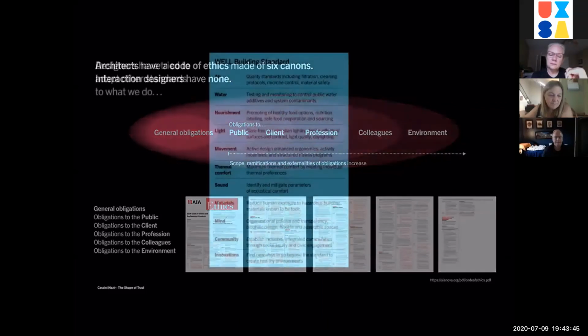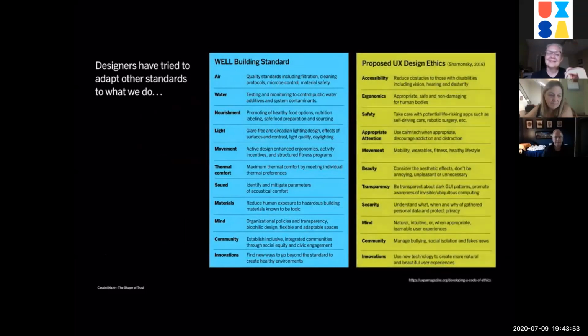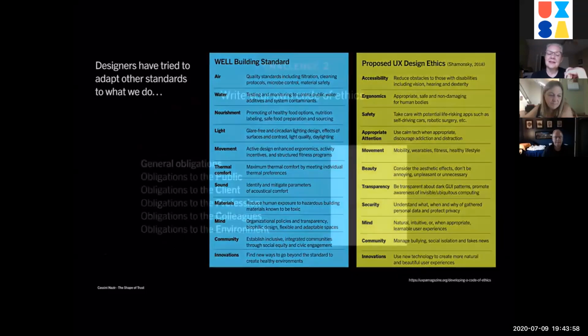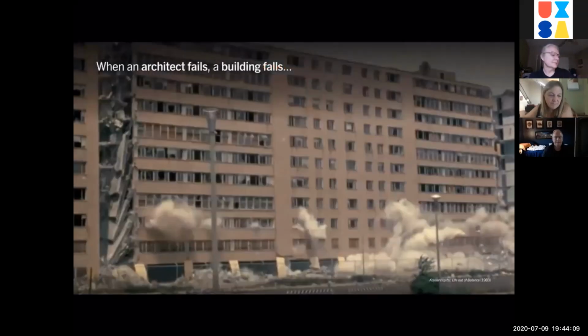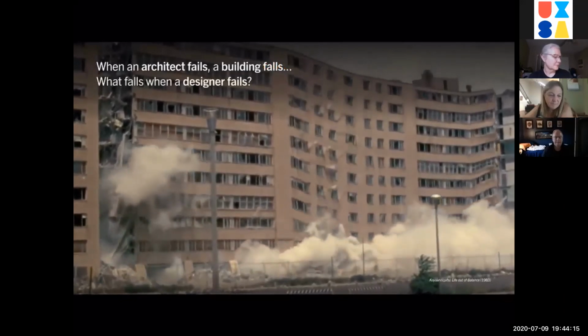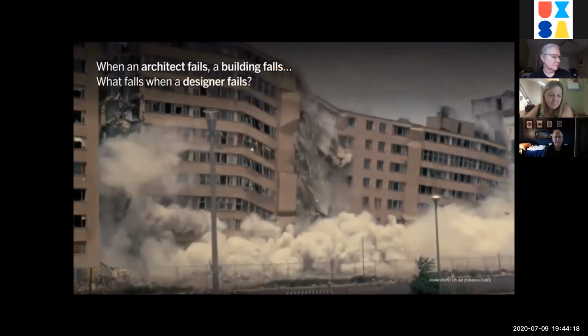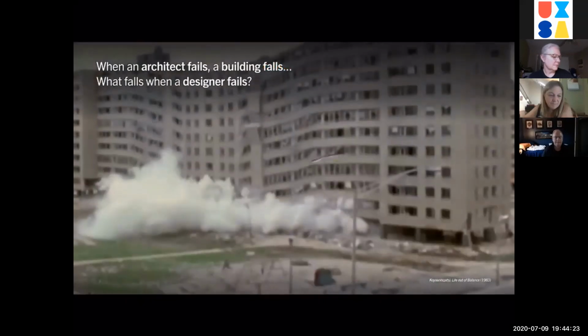But unlike buildings, which have, here's the WELL building standards, which have been adapted to UX design here. Unlike buildings, we have no code of ethics. Right? We have general obligations to all of these as well. So I would encourage you to write your own code of ethics. When an architect fails, a building falls. But when a user experience designer fails, many other things can fall as a result of that as well.